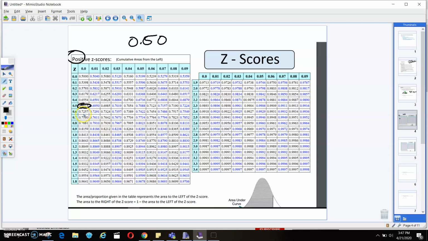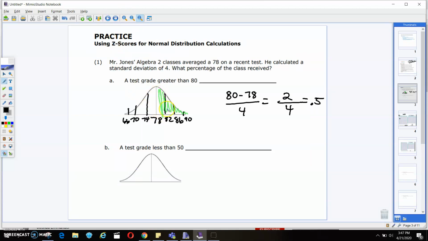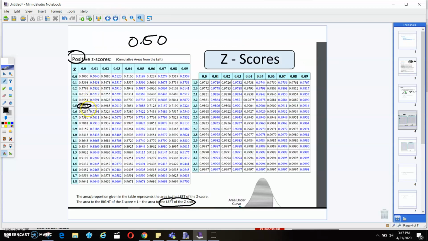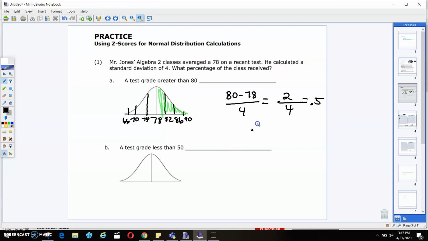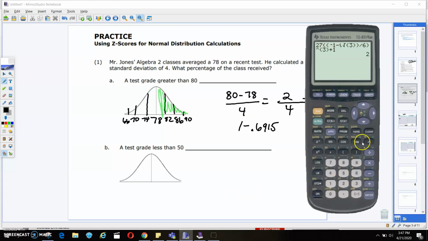Now, one thing I want to preface on this. This is always from the left of the graph. So this is the area of the curve from the left. Back on our question, we're trying to find the right side of 80. So really what we're going to do is take our z-score of 0.6915, and we're going to take 1 minus this, and that's going to be our percentage. So we're going to go into our calculator and type 1 minus 0.6915. Hit enter. And that's going to give us 30.85%.